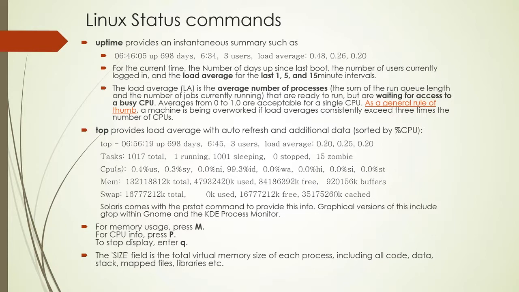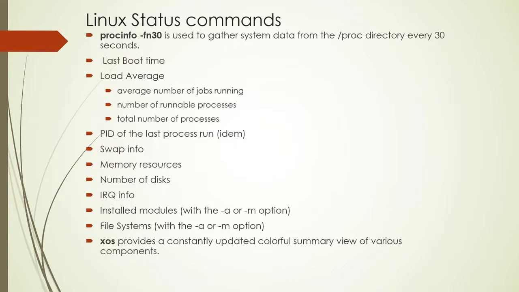Next, we saw the proc info, processor information command. This command gives you the system data which is inside the /proc directory. This is a Linux specific command. If you have hands on a Linux server, just move to the /proc directory and try to check if you can run this command. It gives you listed data like last boot time, load average again, the PID of the last process run, swapping information, memory resources on the server, number of disks, IRQ, installed modules, and file systems.